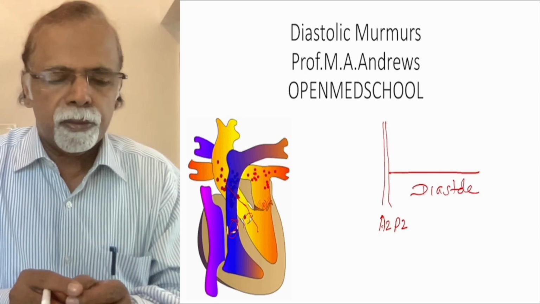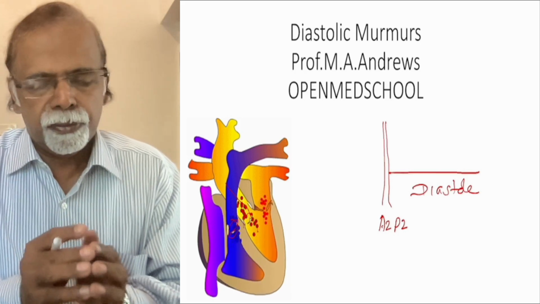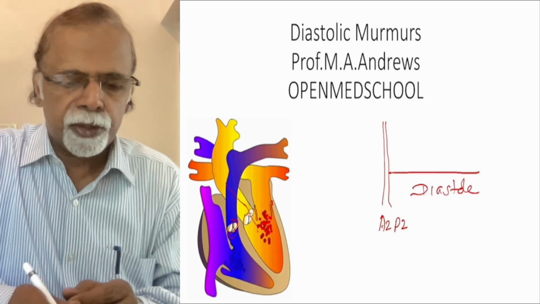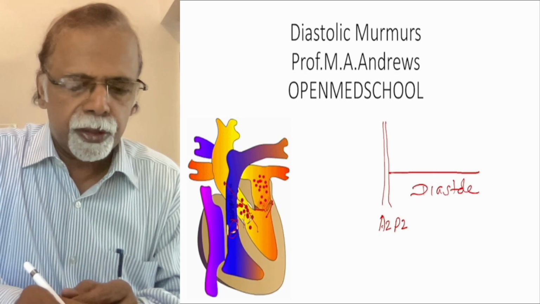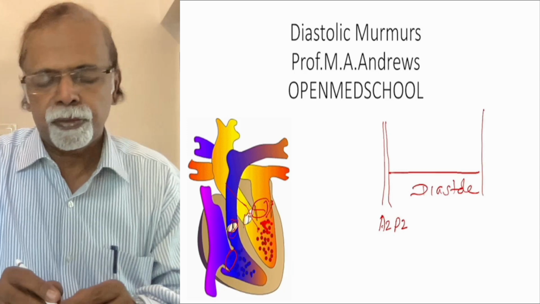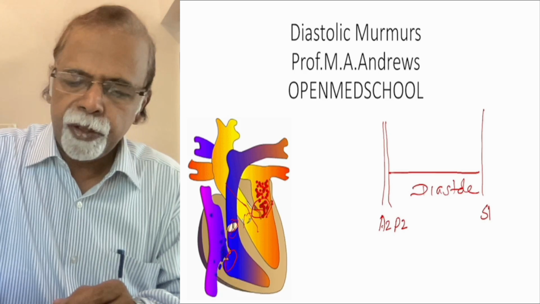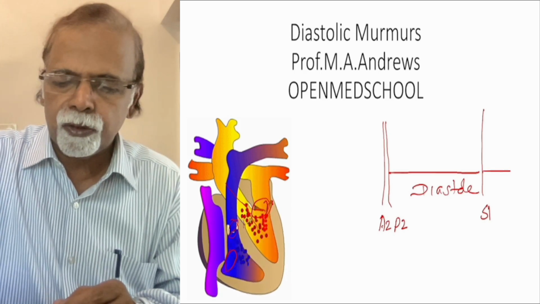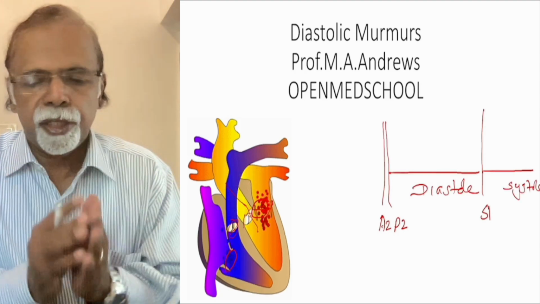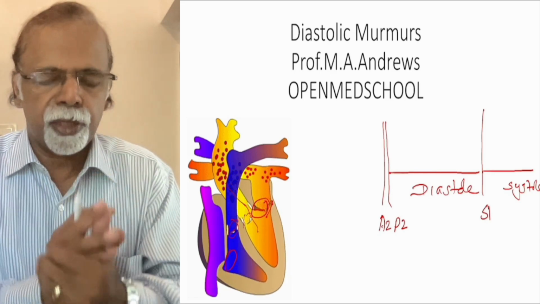At the end of diastole, the ventricle starts contracting, and this produces closure of the atrioventricular valves, that is the mitral valve and the tricuspid valve. This produces S1. This period is diastole, and after S1, it is the systole. So the diastolic murmurs occur between S2 and S1. That is the first thing you should understand.